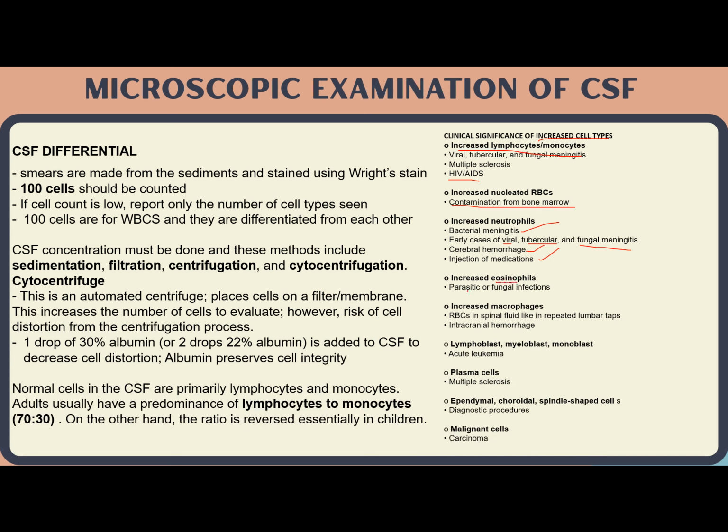Increased eosinophils, class, is seen in parasitic or fungal infection. Increased macrophages seen in RBCs in spinal fluid like in repeated lumbar taps. Intracranial hemorrhage. Then we have your lymphoblasts, myeloblasts, monoblasts seen in acute leukemia. Then we have your plasma cells seen in multiple sclerosis. Then if there's too much ependymal cells, choroidal cells, spindle-shaped cells, it could be a diagnostic procedure. Then malignant cells would be a sign of cancer.